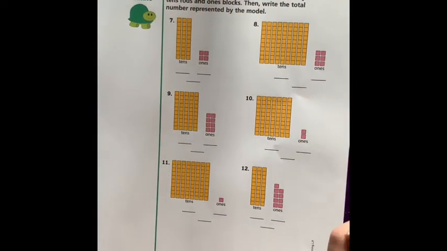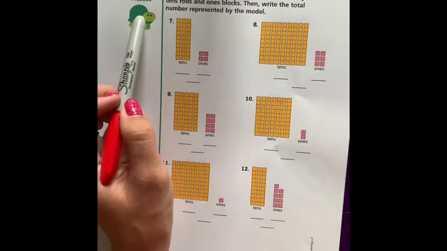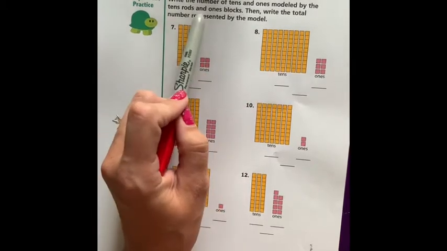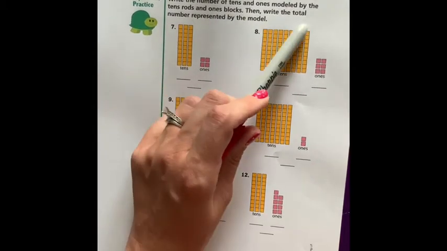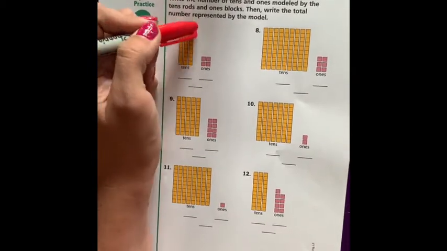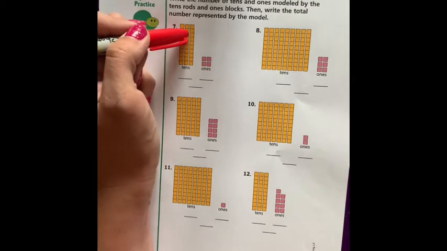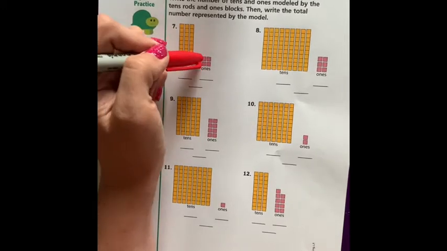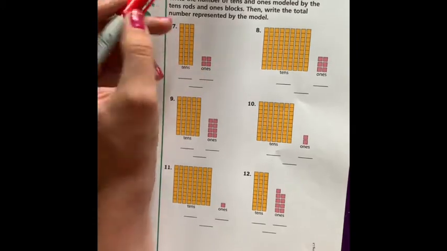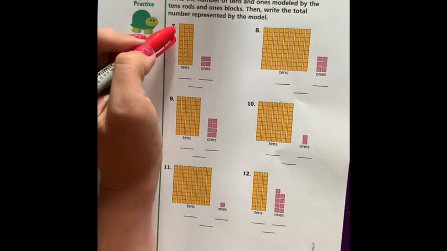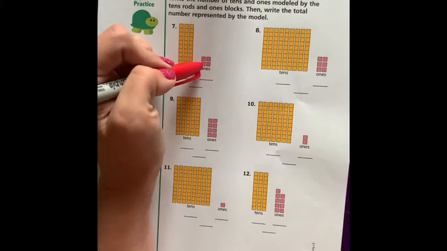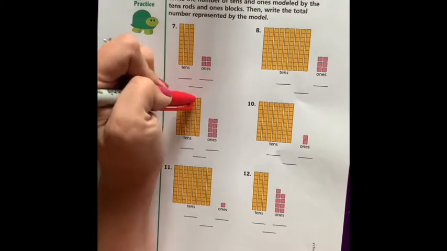All right, boys and girls, we worked together on that last worksheet. Now it's time for your independent practice. It says write the number of tens and ones modeled by the tens rods and ones blocks. Then write the total number represented by the model. So remember, you're going to count by tens. 10, 20, 30, and then you'll write it, and then you'll count the ones. Count them by ones. 1, 2, 3, 4, and then you write a 4. And then you're going to count on all together. So you would go 10, 20, 30, 31, 32, 33, 34, and you'll write the number 34.